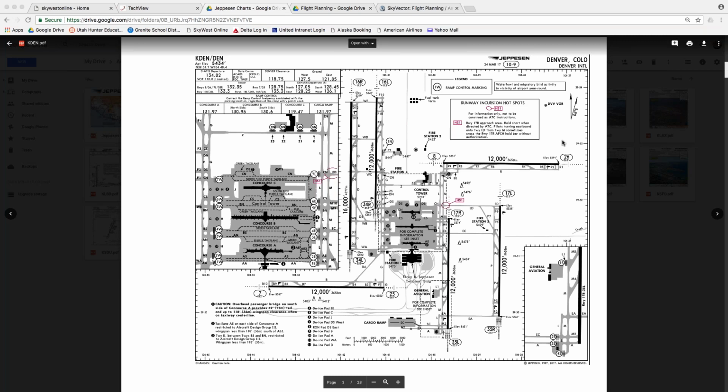Okay, so step 6, we'll just say pick out our runway, and we're going to use our winds to find it.